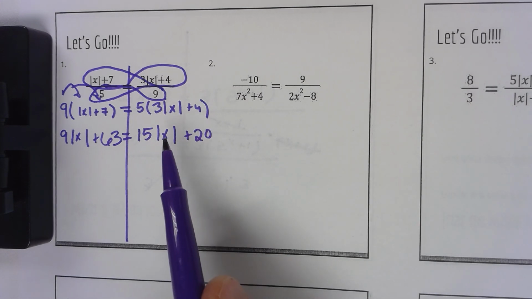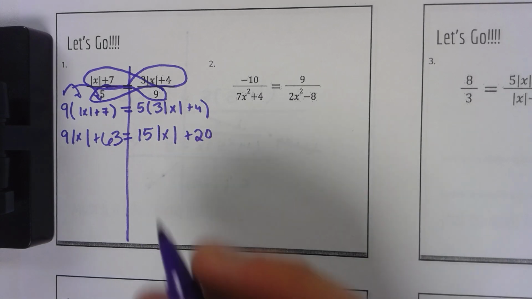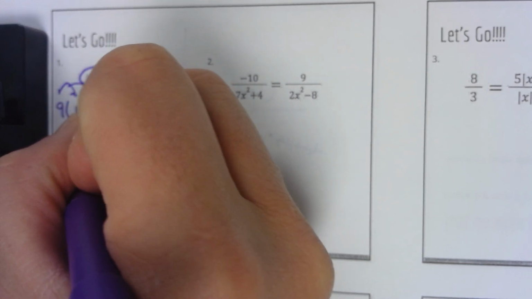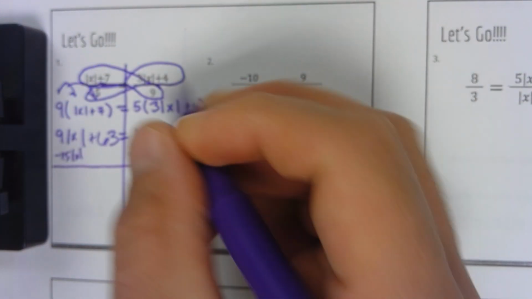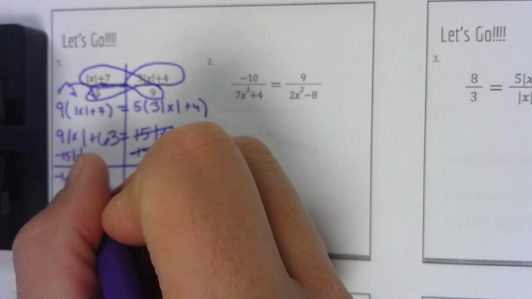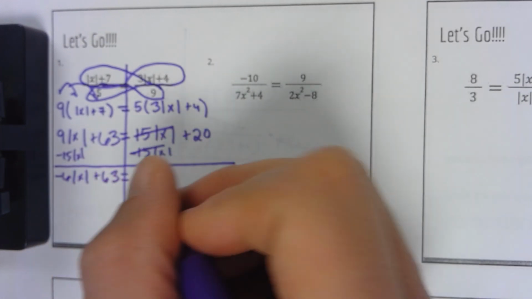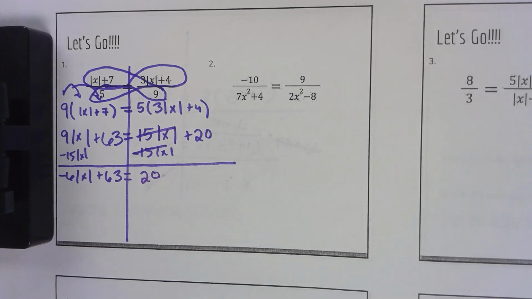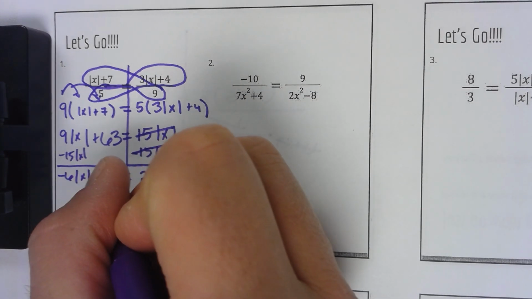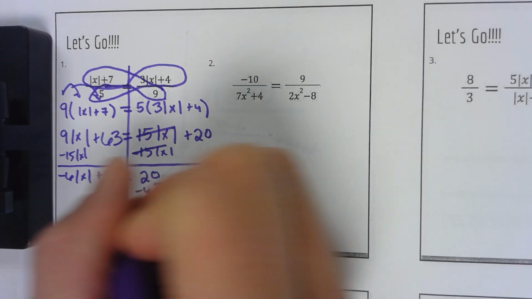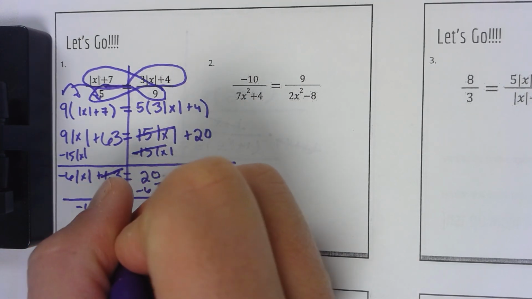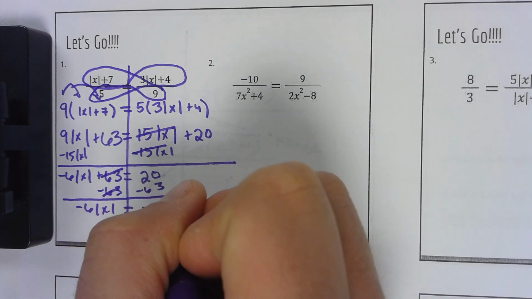When I'm solving problems, I'm always going to get the variables to the left side. So I'm going to subtract the 15 absolute value of x. So I get negative 6 absolute values of x. And we still have plus 63, and it equals 20. Then I can minus 63 from both sides. That way I get my numbers on the other side. So negative 6 absolute value of x equals negative 43.